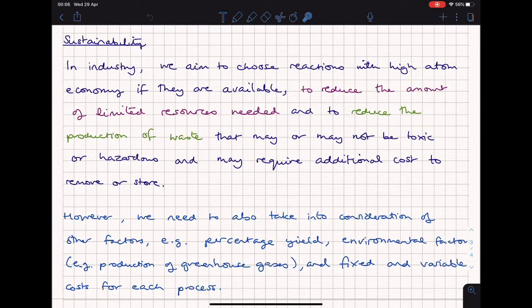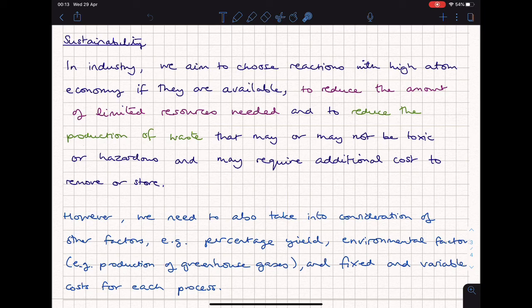Choosing a reaction to produce a desired product with a higher atom economy will be better for sustainability, as it reduces the amount of limited resources we need in terms of the reactants we need to use. So for example, using a smaller mass needed to make the same amount of product, we will use less fuel to transport that raw material from one place to another.